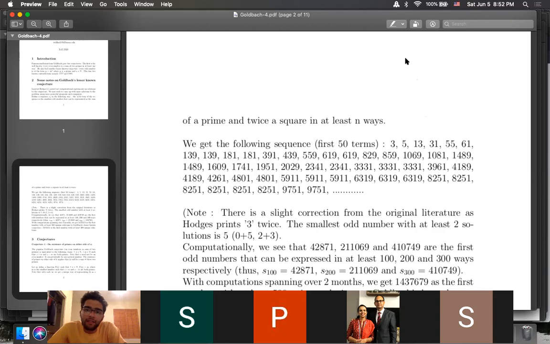So the first thing is 5 can be written as 2 times 0 plus 5 because 0 is a square number, and you can also write it as 2 times 1 plus 3. Good. So now let's look at the next number. You have 13 over here. So 13 can be written as a prime plus twice a square in 3 different ways. Let's think of it. So one is 0 plus 13, trivial. The next would be 2 plus 11. And the next would be 8 plus 5.